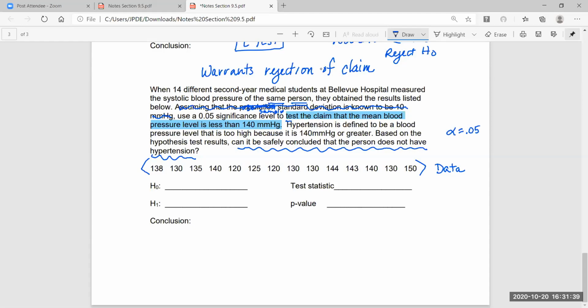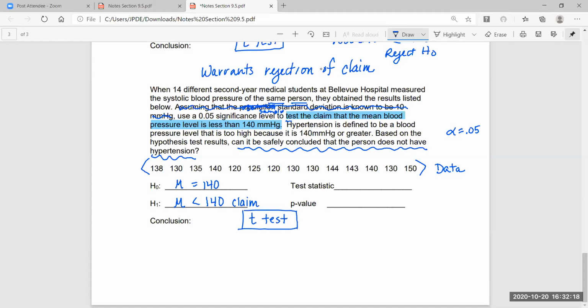Let's write our hypothesis statement. Test the claim that the mean blood pressure level is less than 140. The mean is less than 140. That's our claim. So that would mean up here, we would put the equals. Really, though, it's greater than or equal. It's the complement of that. And notice the greater than or equal comes into the question. We have a single mean, which is a t-test.